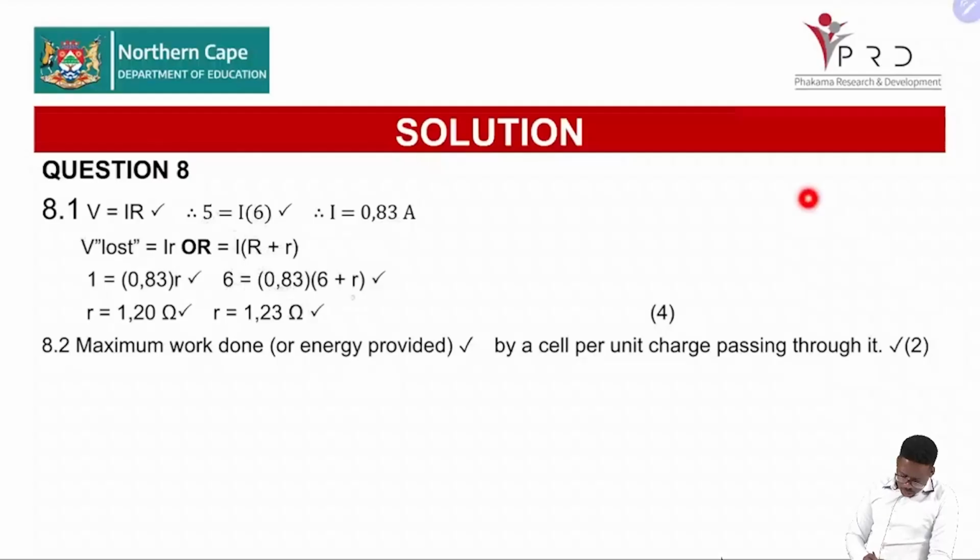The other 2 marks will be to substitute the total current, which is 0.83. Our R external is 6. We want the internal resistance. Then you solve for small r and your answer will be 1.23 ohms.